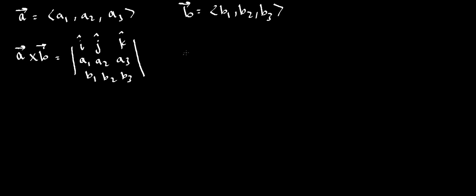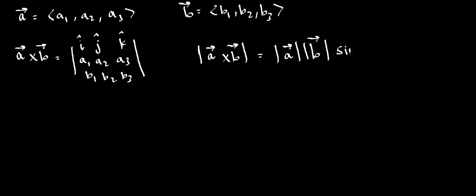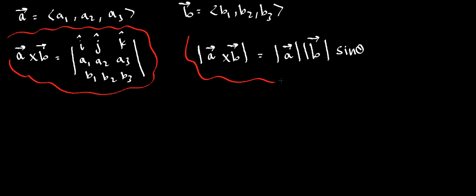Okay. Also, the magnitude of the cross product A cross B is equal to the magnitude of A times the magnitude of B times sine theta, where theta is the angle between both vectors. So these are the two rules or definitions you need to know about cross products.